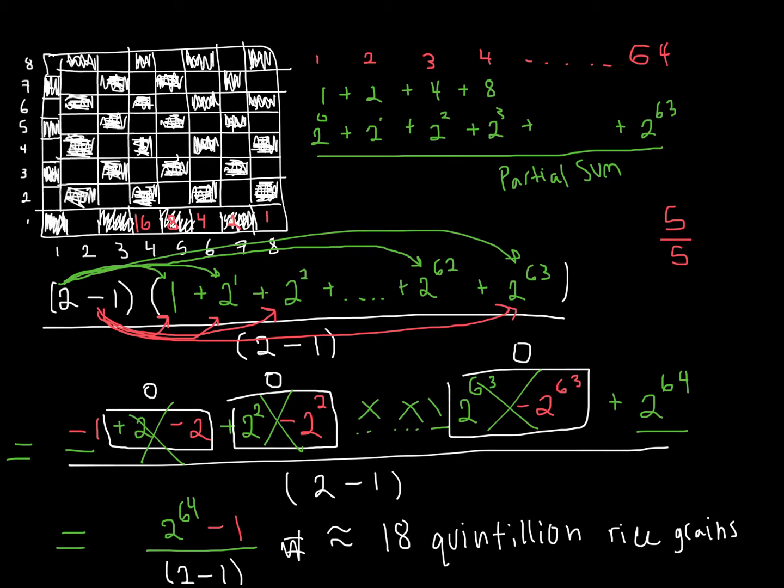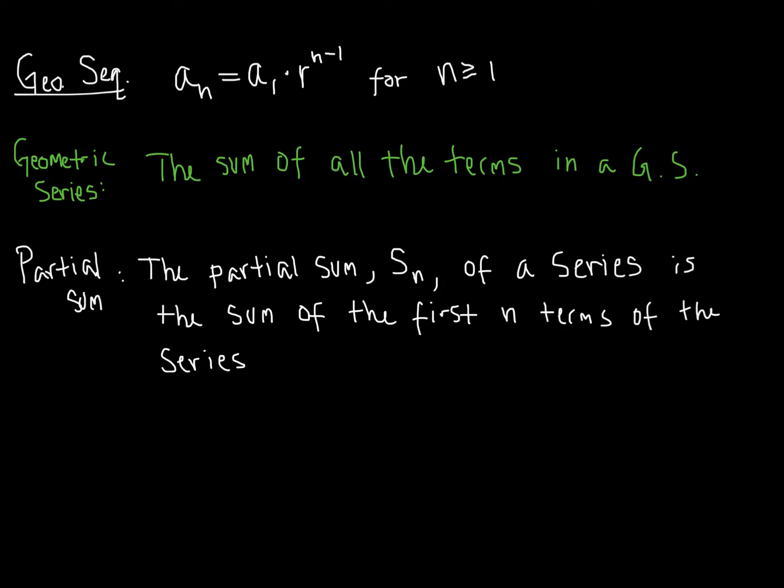Okay, so that was a great example, and now what we're going to do is we're going to talk about this in a general sense, so for any geometric sequence, and we're going to find that we can compute the sum, the partial sum, without much trouble. So let's reintroduce just a couple of things. A geometric sequence, of course, is a sequence where each term is multiplied by a constant ratio, right?